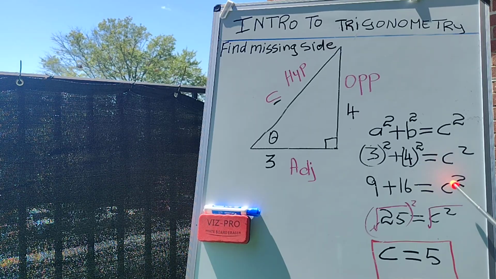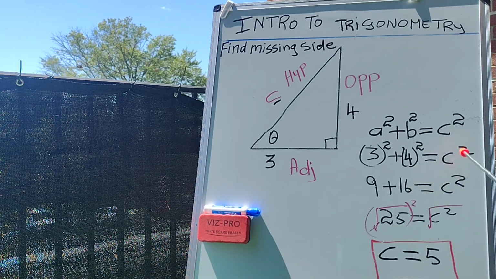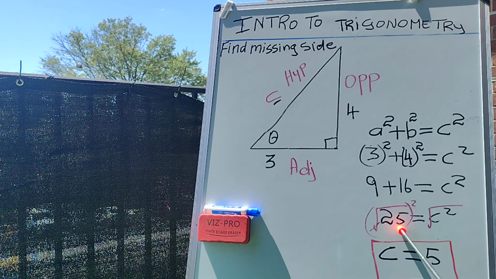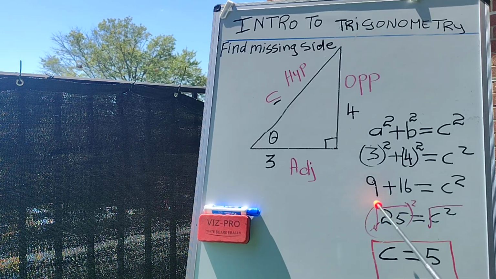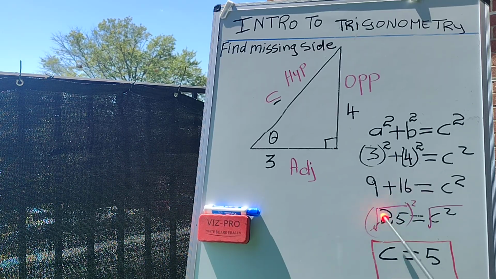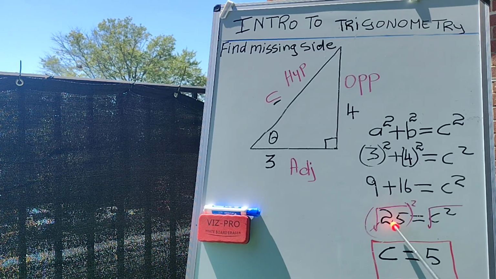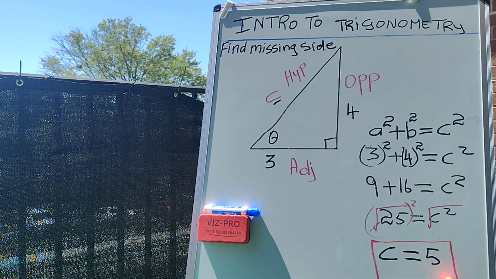Again, we are looking for the value of C. Now, next we have to add 9 plus 16, which is 25. And then we have to take the square root of both sides, and if we do that, the square root of 25 is 5. And the square root of C square is C.